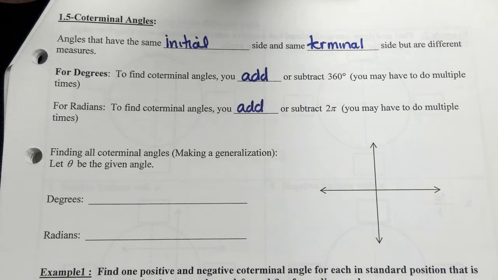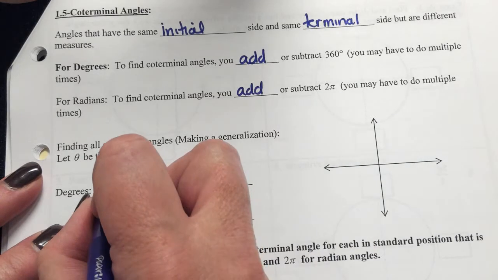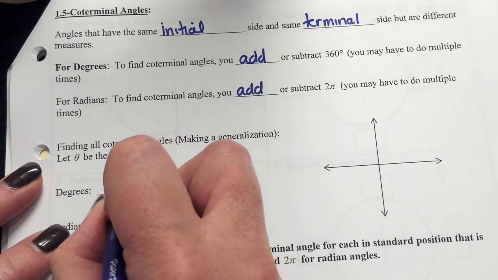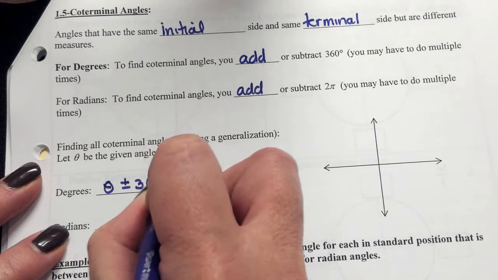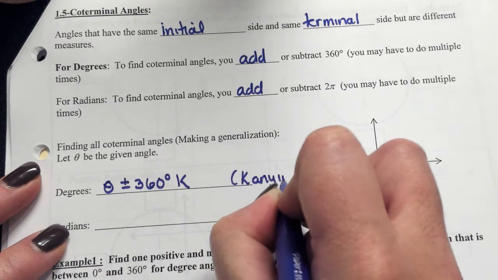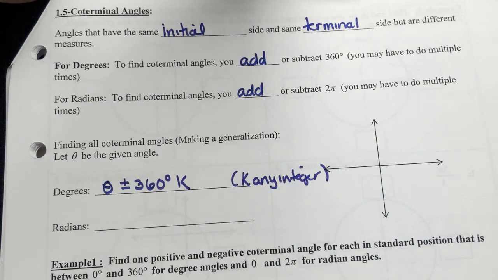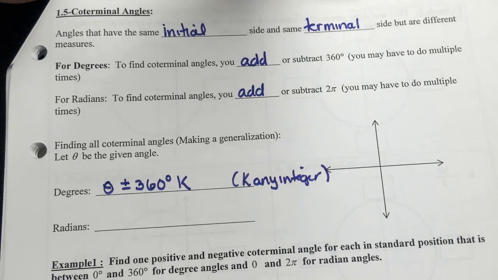All right? So the way you find all coterminal angles in degrees is you take your angle measurement, which I call theta. You can add or subtract 360 degrees times k. And k is just any integer. So that is a generalization. Because like I said, it is impossible to find all coterminal angles. So if I ask you to find all coterminal angles, yes, it's a trick question. You've got to write this generalization.